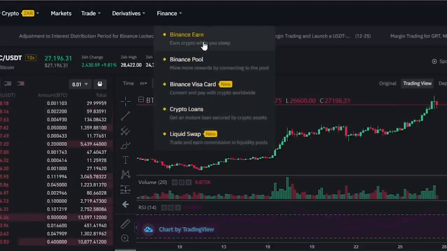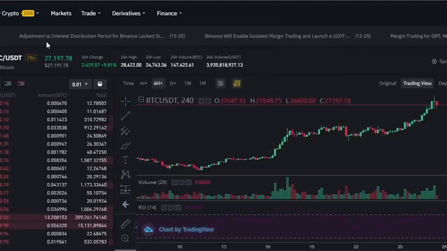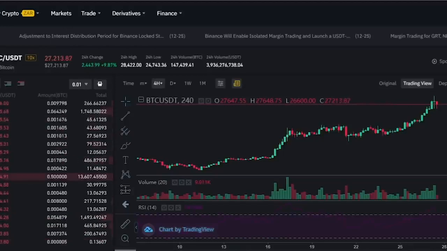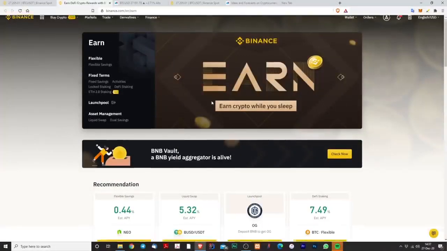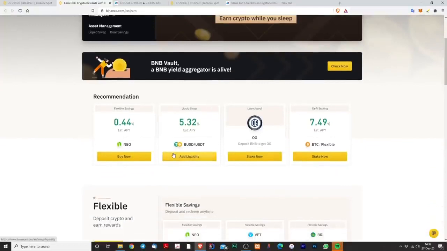So Binance has so many things going on right now, kind of like DeFi-related products that allow you to earn on your money while you sleep, right? By simply staking your money, keeping your money in Binance in different types of products, you can earn a small amount of money over time while you're keeping it.